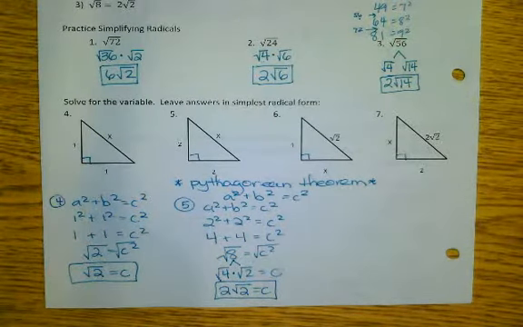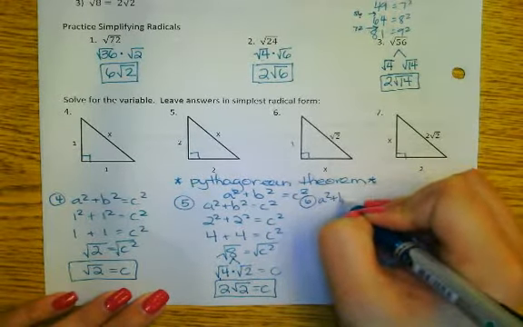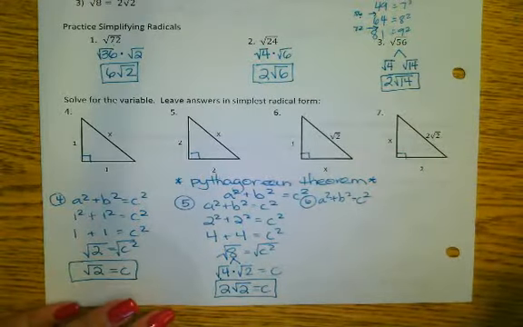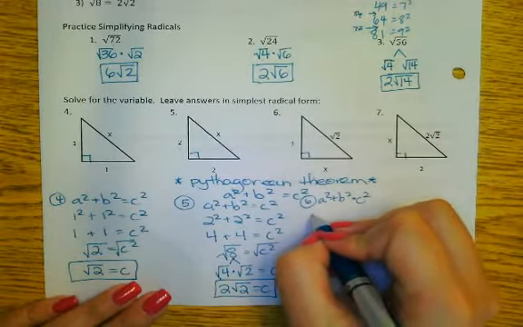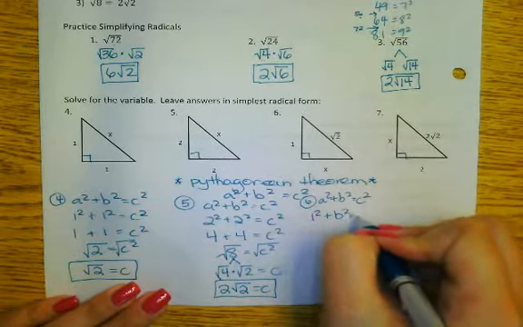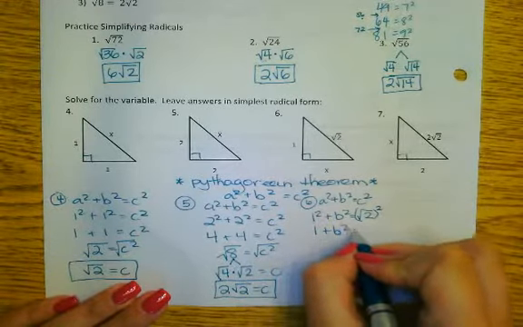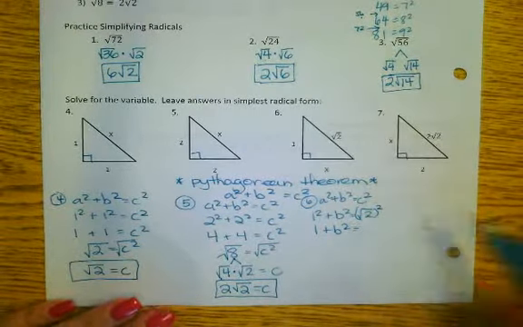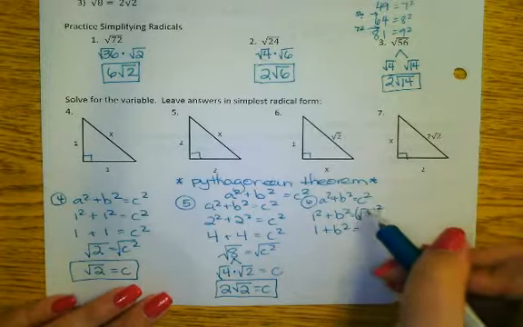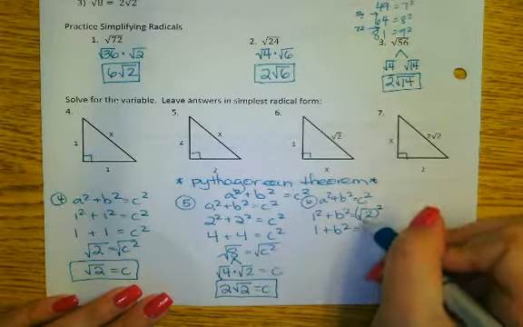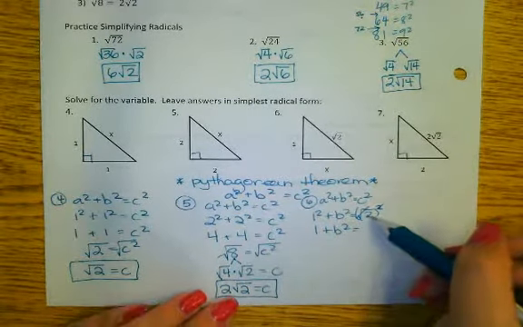Number 6. A squared plus b squared equals c squared. What are we solving for this time? A leg. So we have 1 squared plus b squared equals radical 2 squared. 1 plus b squared equals, what happens when you have a radical 2 squared? Hopefully we recognize that when you square a radical, the square and the radical undo each other, and you're left with just the number underneath the radical, which is 2.